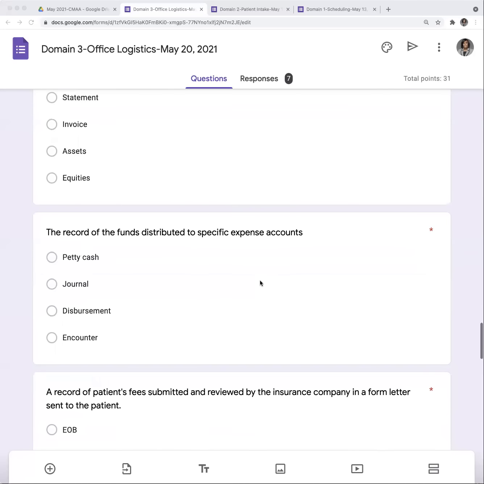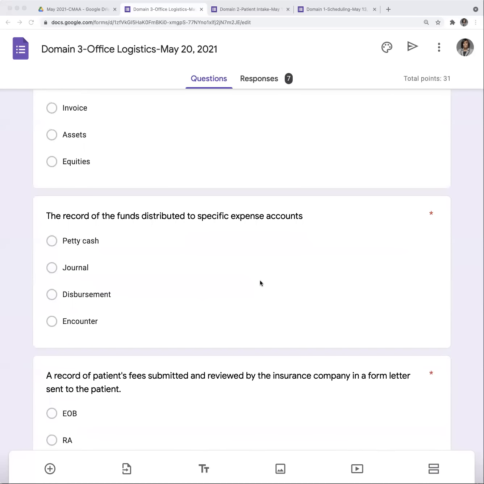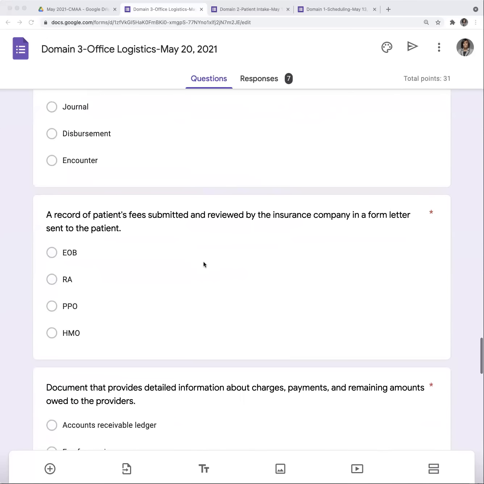The record of funds distributed to specific expense accounts. Petty cash? No, I would say disbursement. A record of patient fees submitted and reviewed by the insurance company in a form letter sent to the patient. This is not a bill. EOB.